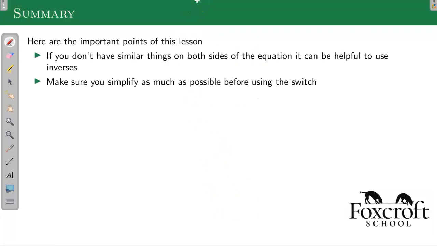All right, so if you don't have similar things on both sides of the equation, you're going to have to use inverses. If you have an exponential equation, you switch to logs. If you have a log equation, you switch it to exponentials. And just make sure you simplify as much as possible before you switch. You need to have a single exponential or a single logarithm before you do that switch, because that's the way the original definition works.